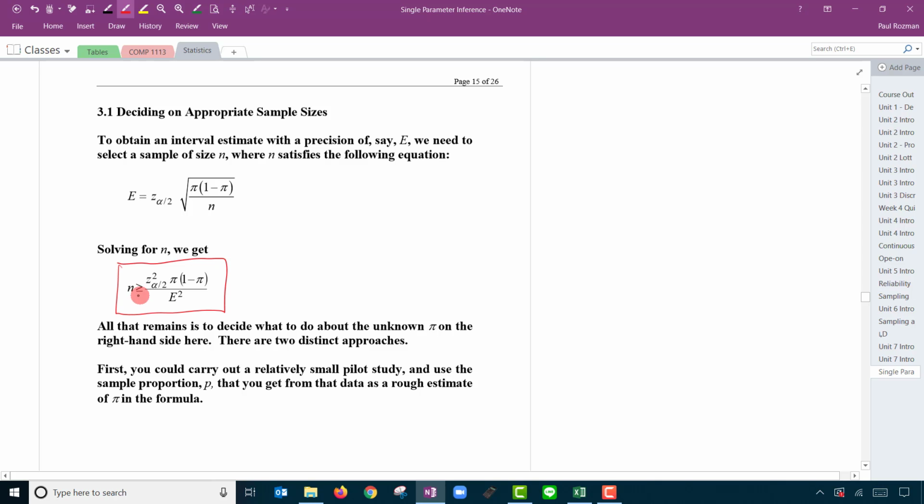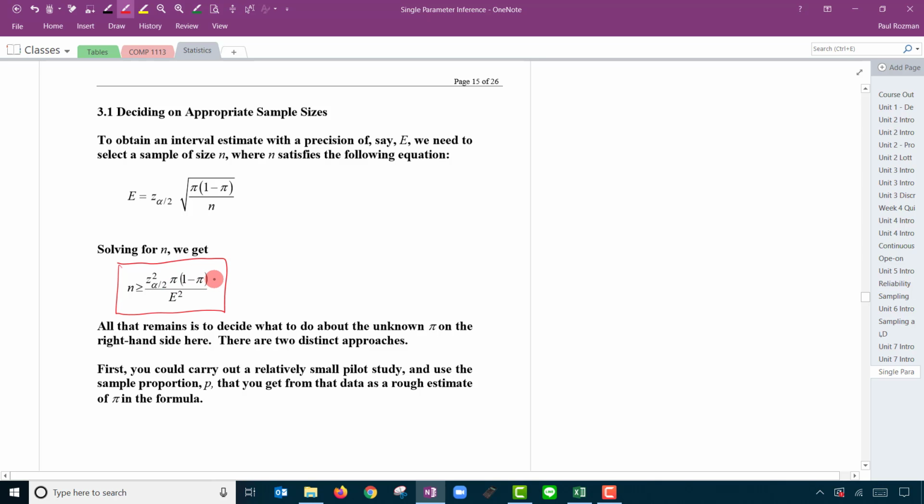So as long as n is greater than or equal to this, we'll achieve whatever level of error we desire. The only problem with this formula, you might notice, is that this is the sample size that we need in order to accurately come up with a confidence interval for pi. Yet the formula itself has a pi in it.